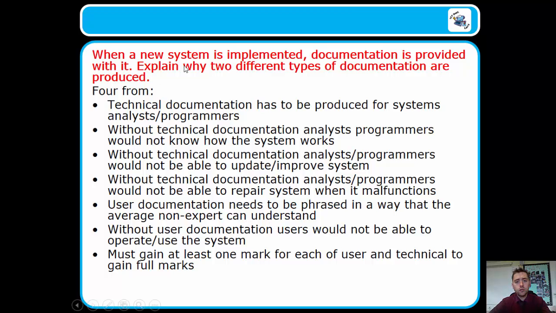They might also ask you to explain why that we have these 2 types of documentation. So you can say that the technical documentation has to be produced for the analysts, because without it they wouldn't know how the system works. And then if they don't know how it works, they're obviously not going to be able to update it or improve it, or repair it. The user documentation is needed to be there and phrased in a way so that someone that isn't an expert, so that someone that's not a programmer or an analyst, can understand what's going on and they can actually operate and use the system. So that's what you need to be saying if they're asking why we have the 2 different types.